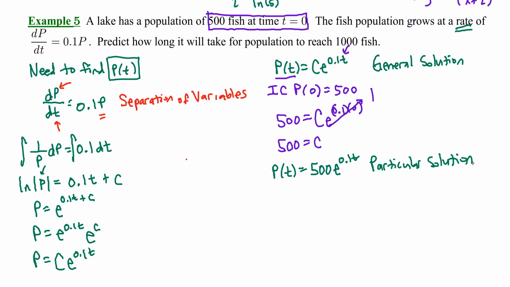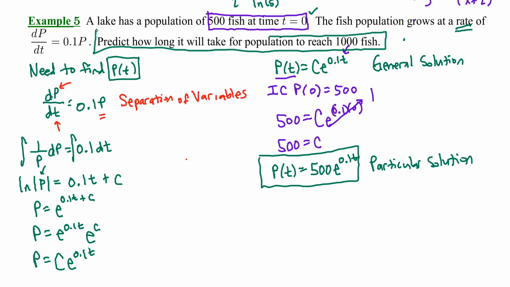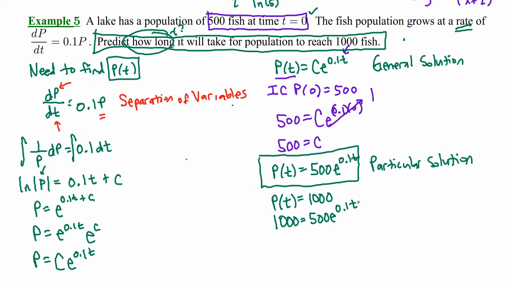So just based on knowing how fast this population is changing and the initial population, we can now predict the population of that lake according to this model at any point in the future. Our question is how long, that is, what is t when the population is 1,000 fish? So we need to find p of t equals 1,000. So I'm going to set my population equal to 1,000, and I'm going to solve for t. The first thing we can do here is divide both sides by 500. So we have 2 equals e to the 0.1t.